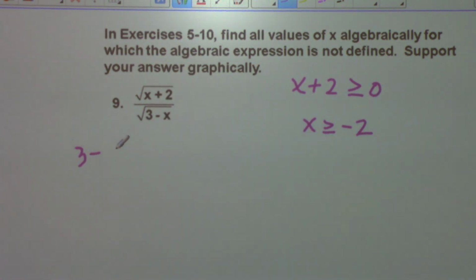3 minus x, greater than or equal to 0? Is that right? Just x is less than or equal. Well, it's less if it's flipped. It'll flip once you. But I'm just talking about writing it upright like this.